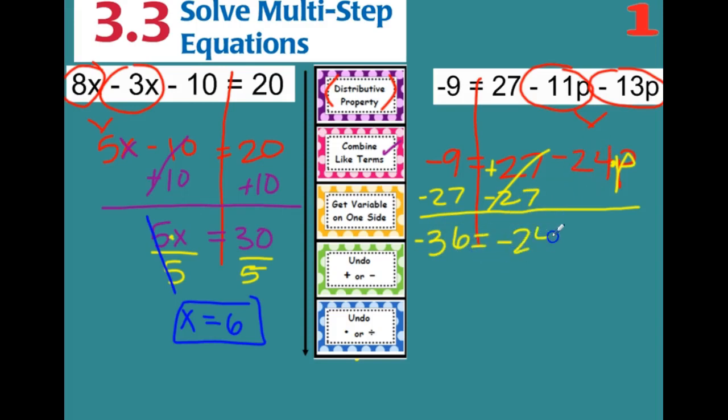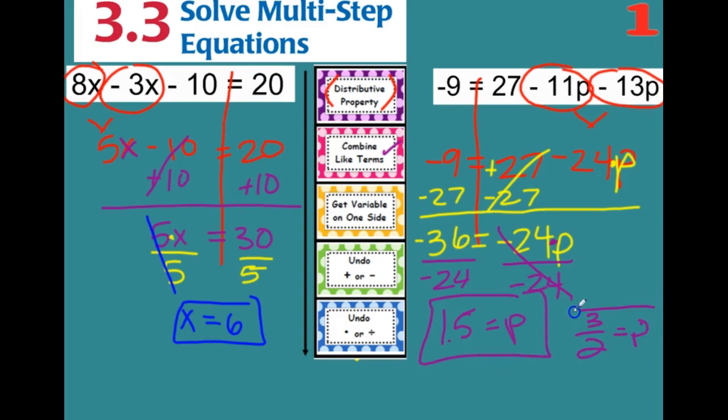And then we have a negative 24p over here. This is really multiplied, so the opposite would be to divide by negative 24. 24 over 24 is just 1, or p. We know two negatives make a positive, and I'm going to plug this into my calculator. 36 divided by 24 should give me 1.5. If you simplified the fraction and got 3 over 2, that would be fine as well.